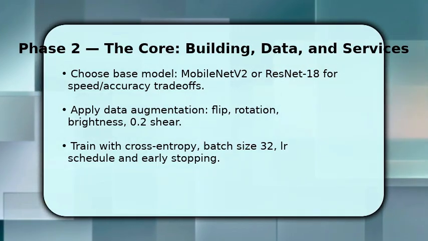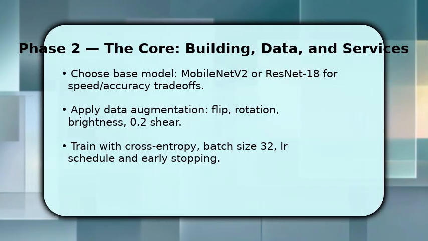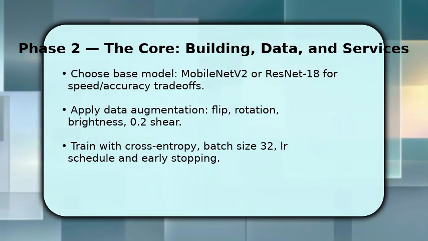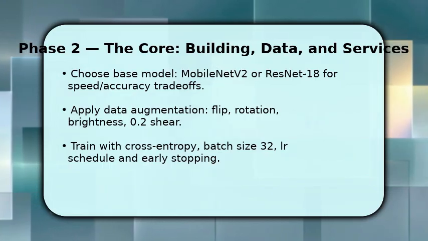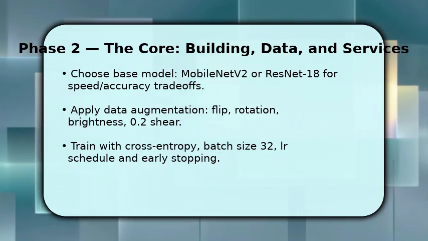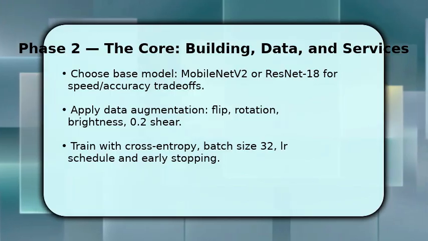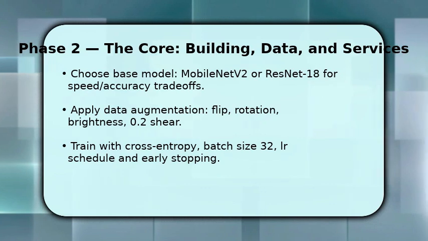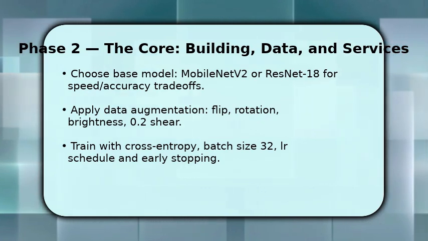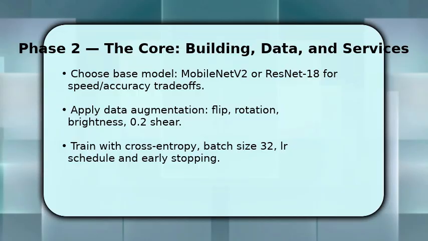Apply real-time augmentation, horizontal flip, small rotations, brightness jitter, so the model generalizes to varied faces. Train with categorical cross-entropy, batch size 32, use a learning rate scheduler and early stopping. Once validation stabilizes, unfreeze and fine-tune a few layers to squeeze out extra accuracy.